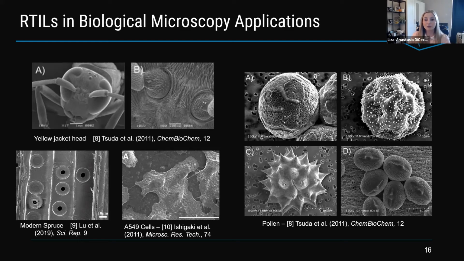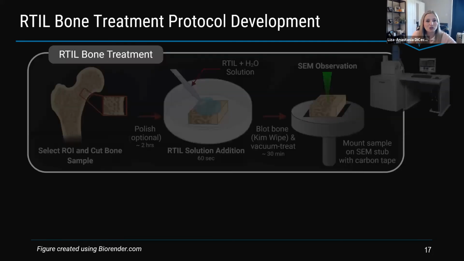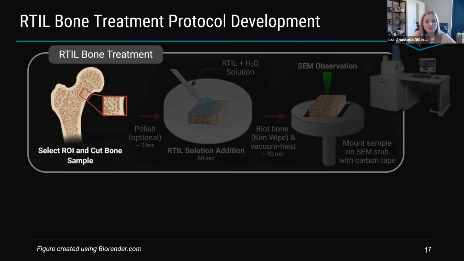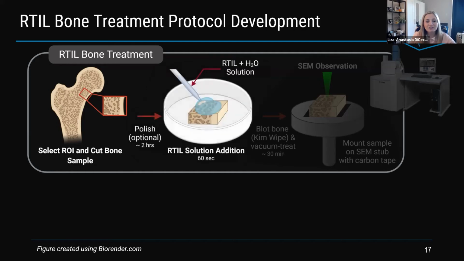We have a little bit of work that I'll give you a snippet of, which we're publishing now, with ionic liquid treatments. Going back to bone, we did use this on bone samples. I developed a protocol off of the protocols we've seen in other biological materials. This was a first-time application of this that we found in the literature. Starting again, you cut your region of interest, you segment that bone sample out, and then you can skip the dehydration step, skip the fixation step, and directly apply your ionic liquid solution.